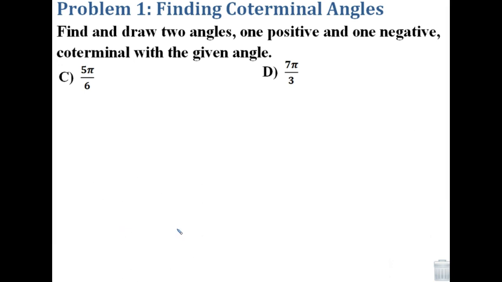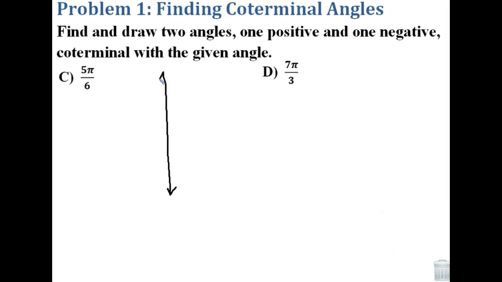For part C and D, we're going to do the exact same thing, except this time we're working in terms of radians instead of degrees. Now what you could do for a problem like this is simply convert the radians to degrees, add 360, subtract 360, and then just convert back for the answer at the end. But what we want to do is be able to work in terms of radians, so let me show you how to do that here.